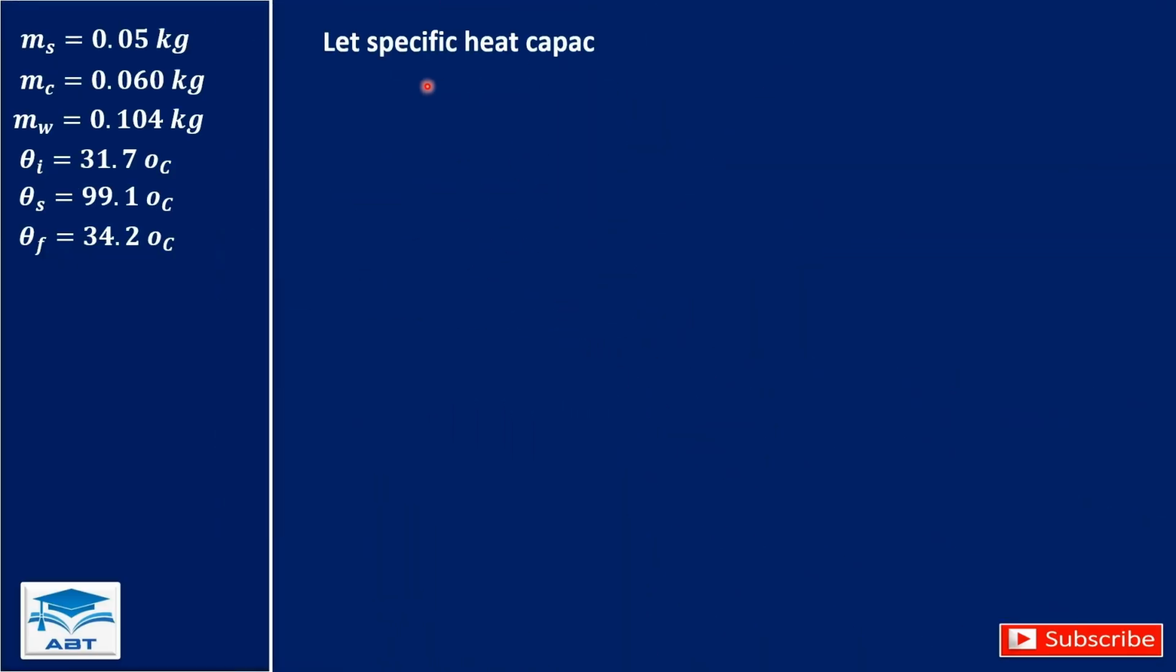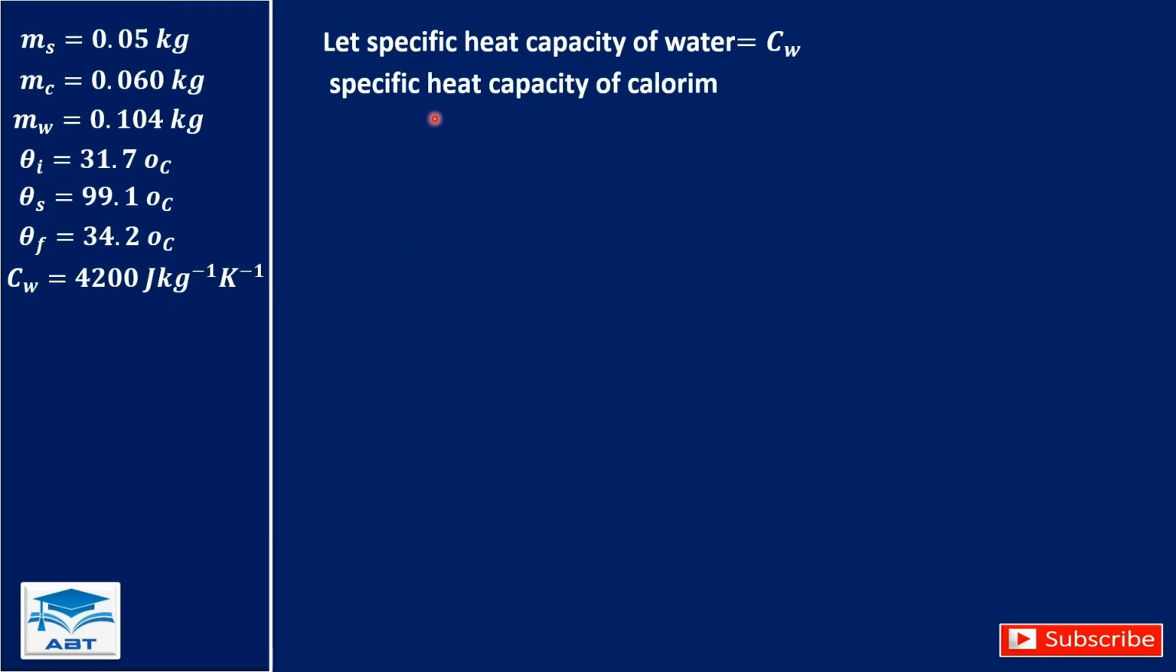And now let the specific heat capacity of water be Cw, and it's a constant. Specific heat capacity of water is 4,200 joule per kilogram per Kelvin. And also let the specific heat capacity of the calorimeter be Cc. And the specific heat capacity of the calorimeter is also a constant and is 400 joule per kilogram per Kelvin. It's a copper calorimeter.